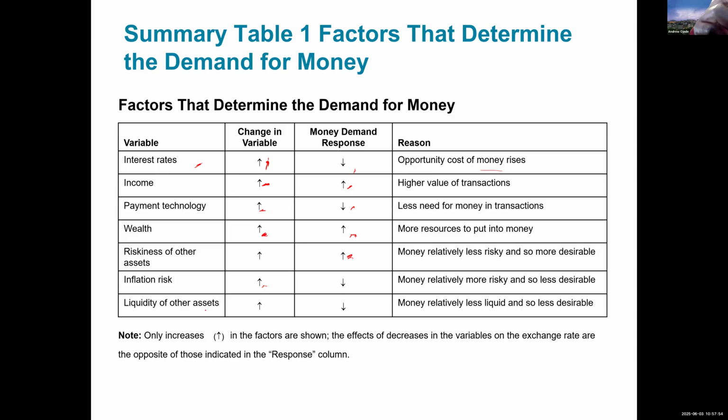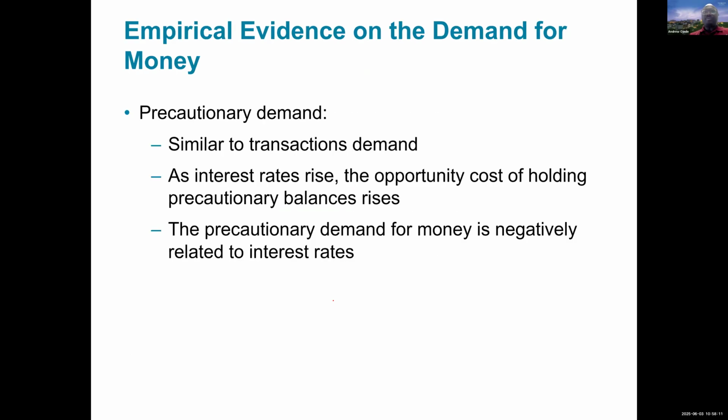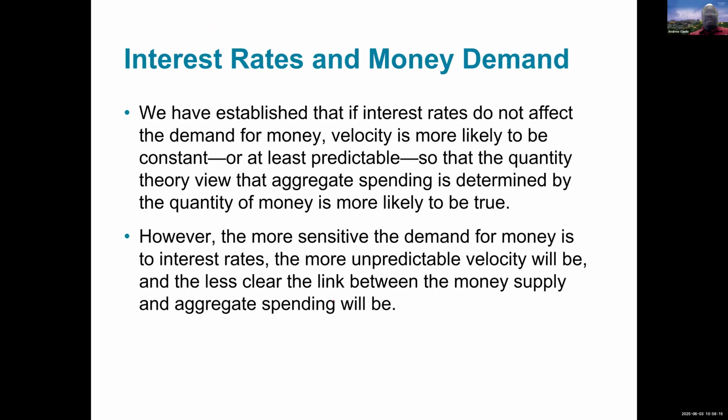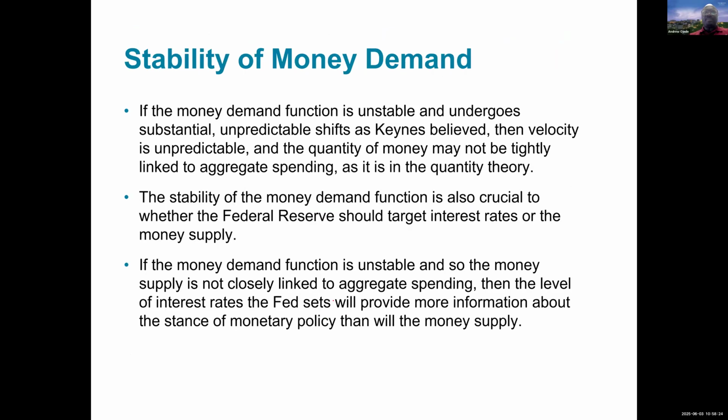Okay, and then liquidity of other assets. When assets are more liquid, people demand less money because they're buying them. The demand for assets that are liquid is always high, so people want to buy more liquid assets. That means they're going to be holding less money. So there's a negative correlation between the two. Okay, so I talked about this already, I'm not going to repeat that: the relationship between the precautionary demand for money and income, as well as interest rate.